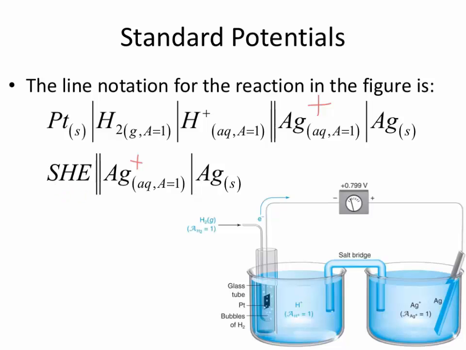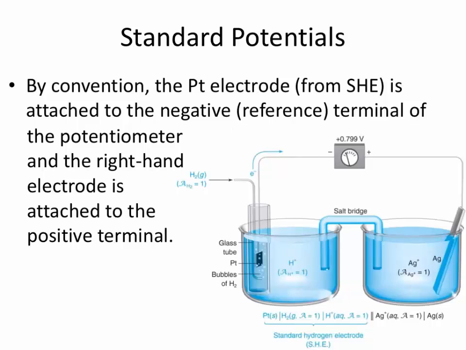Now, by convention, the platinum electrode from the standard hydrogen electrode is attached to the negative, the reference terminal of our potentiometer, and the right-hand electrode is attached to the positive terminal.